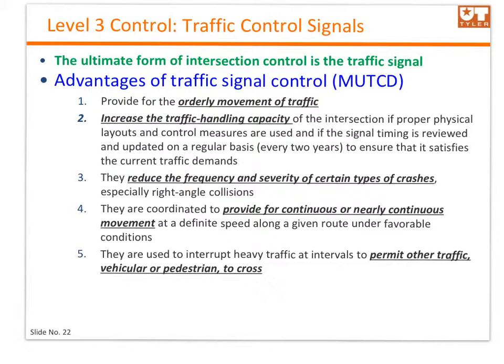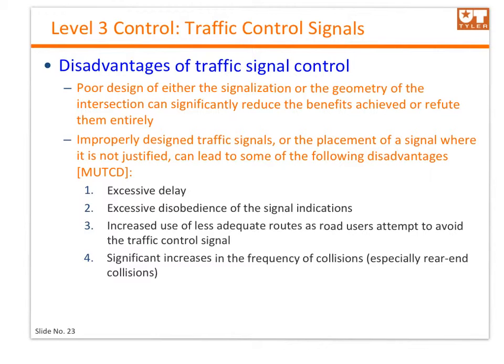Mainly that happens at the intersection of a major road with a minor road, and if we don't have a traffic signal, we're not really going to give a chance to the vehicles on the minor road to turn right or left to join the traffic on the major road. On the other side, if we have a poor design of either the signalization or the geometry of the intersection, this can significantly reduce the benefits of having traffic signals. In fact, it can even refute its location entirely.